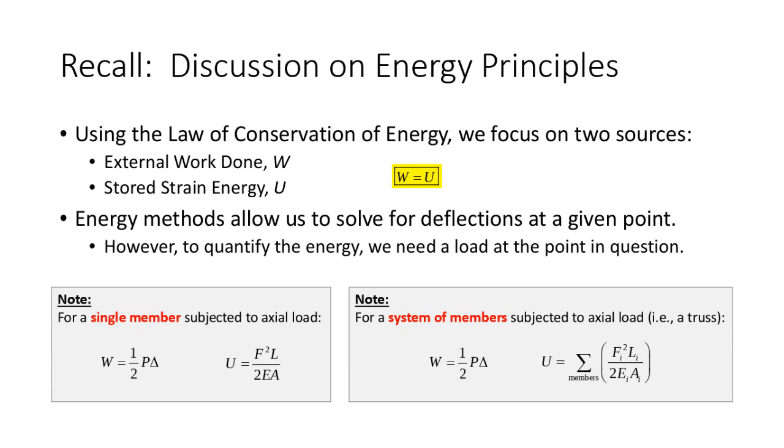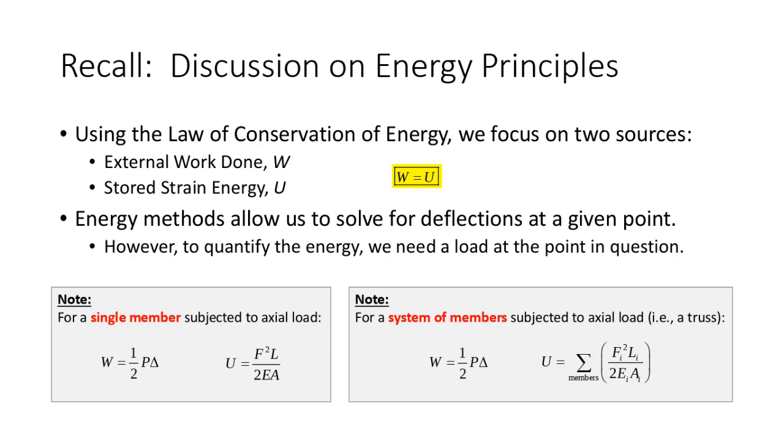Now that's if I have a system with one member. If I have a system with multiple members, like a truss, and it's subjected to one load, then the work is still P delta over 2, but then I have a bunch of members that I have to sum up the energy of all of them. Okay. And that's how we solve deflections: we say, the stored energy has to equal the external work done, and we solve for delta.